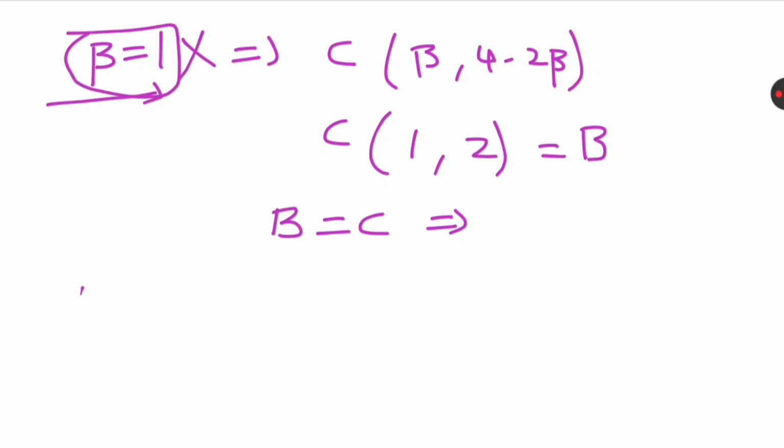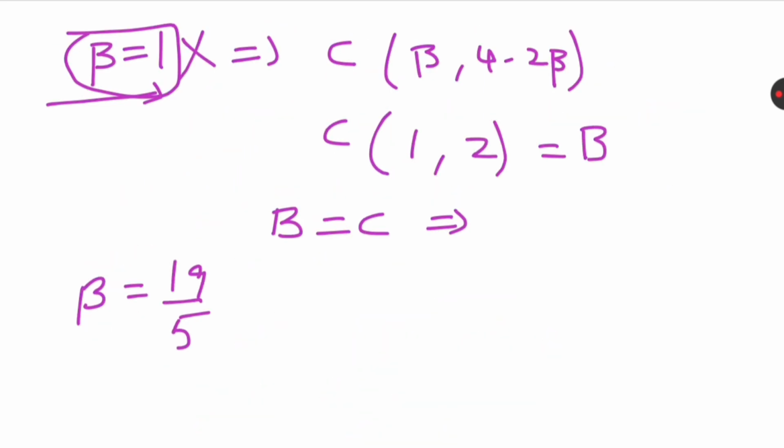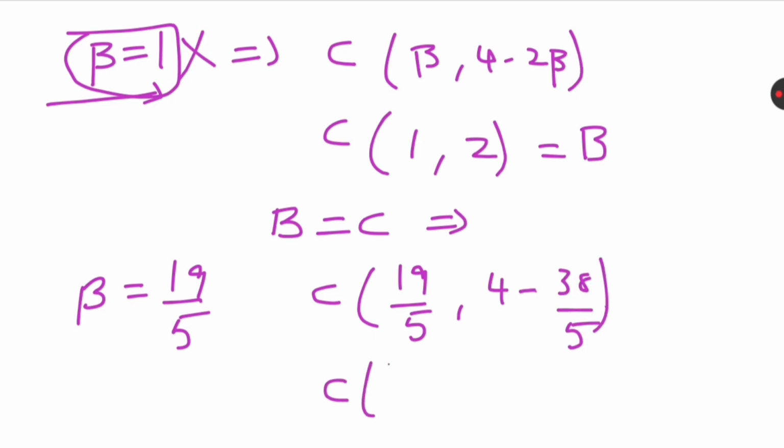Let's take the other beta value, which is 19 over 5. If you consider beta as 19 over 5, then the C point is going to be 19 over 5 comma 4 minus 2 times 19 over 5. So then it is going to be 19 over 5 comma minus 18 over 5. So this is the C point. The given A vertex is 6 comma 1 and we got B point as 1 comma 2. Just now we found the C point, which is 19 over 5 comma minus 18 over 5.